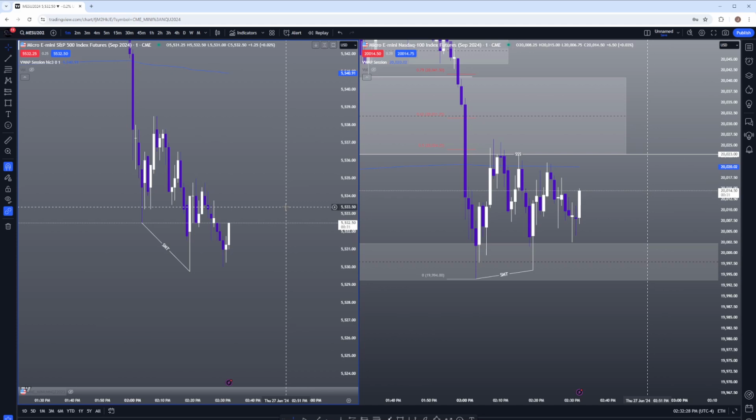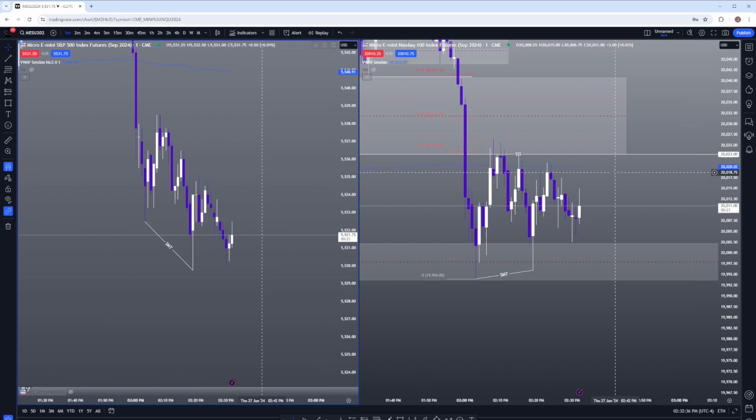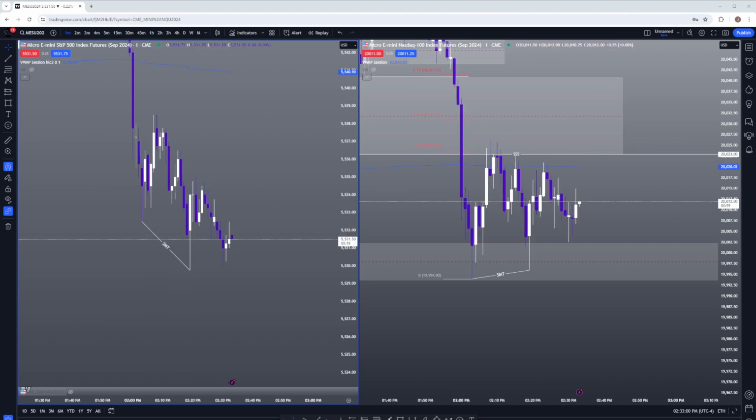ES is continuing to make lower highs, some lower lows. Making lower highs. This is that stuff that we've been seeing a lot of in the afternoons lately, a lot of this chop. This is the stuff I want to stay away from.